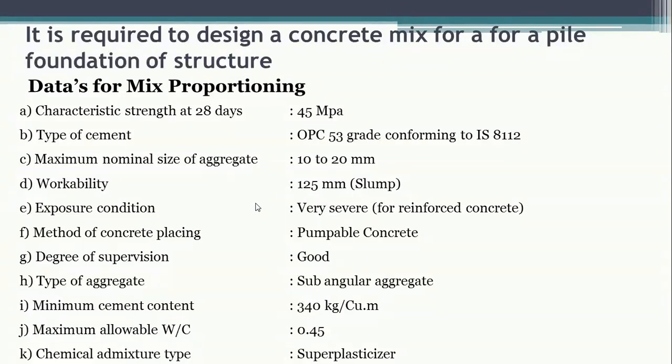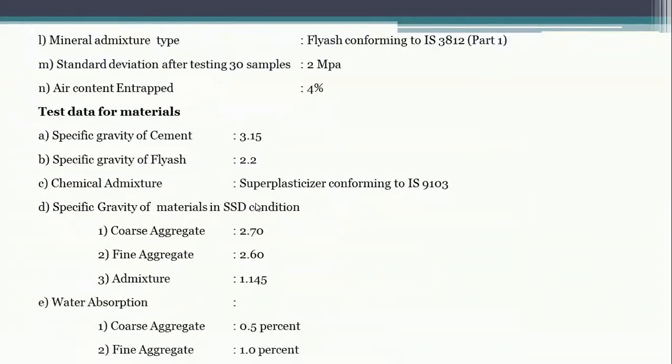Chemical admixture type: super plasticizer. They have used the chemical admixture because the slump required is high. For a 125 mm slump, without using admixture you won't get the workability in that range. Next, mineral admixture: they have used fly ash, because for mass construction or heavy construction, most of the time they use both chemical and mineral admixture. The mineral admixture given is fly ash, conforming to IS standards.